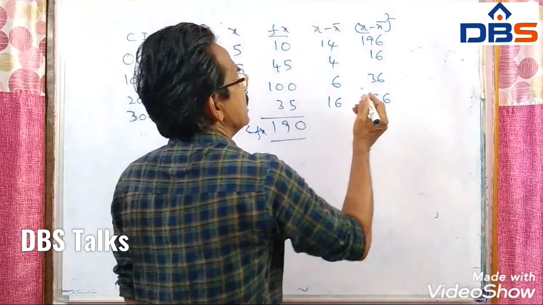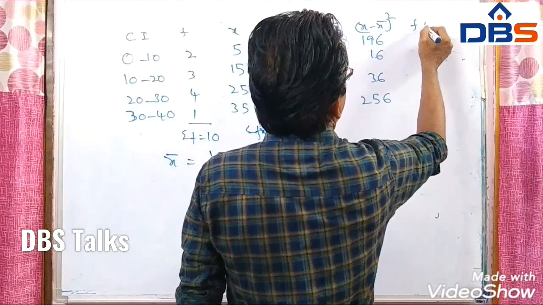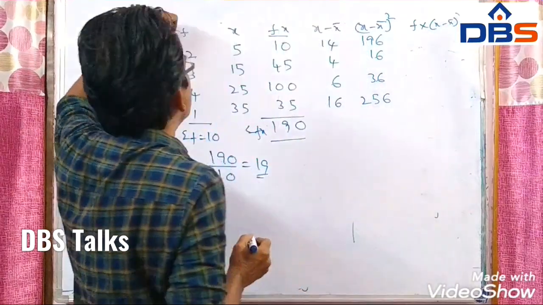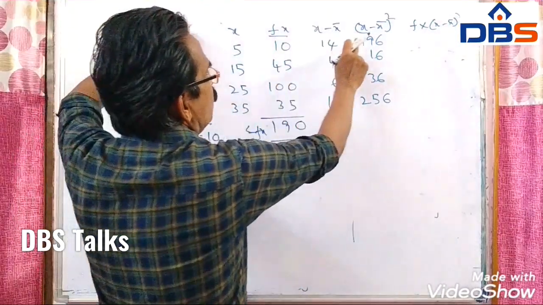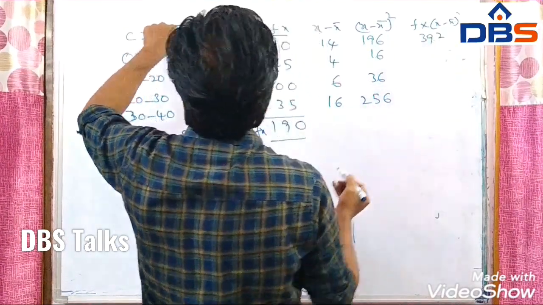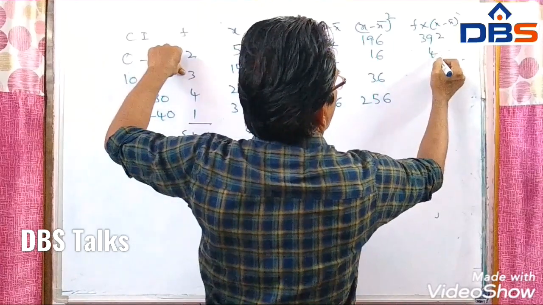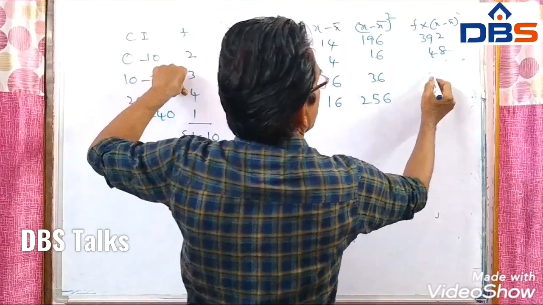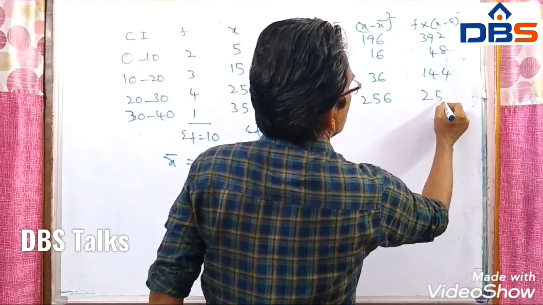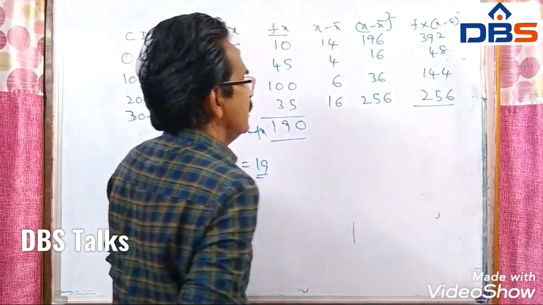And the next column is f into x minus x bar whole square values. 2 into 196, 392. 3 into 16, 48. 4 into 36, 144. 1 into 256, 256. Okay, friends.